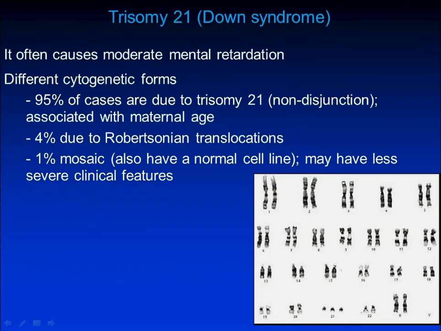Down syndrome often causes moderate mental retardation. Most cases arise due to trisomy 21, as shown in people with this karyotype. A small percentage of cases arise due to Robertsonian translocation.